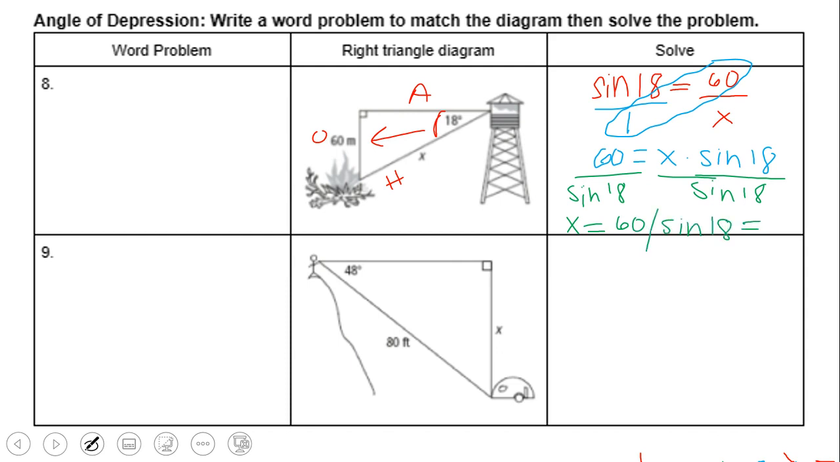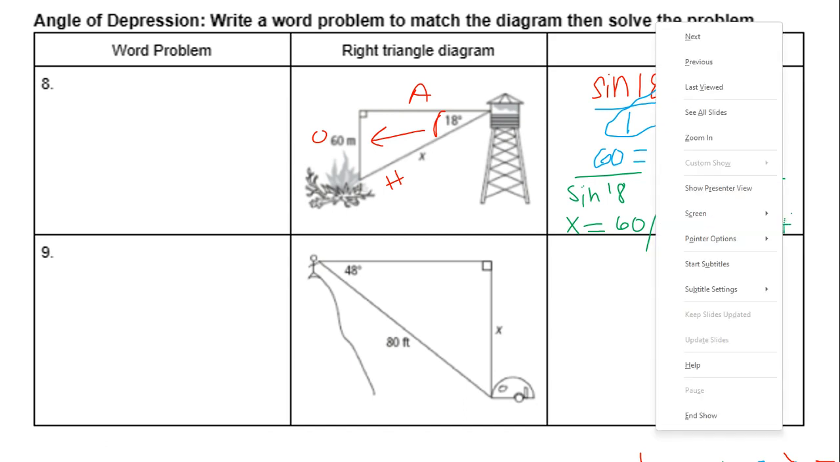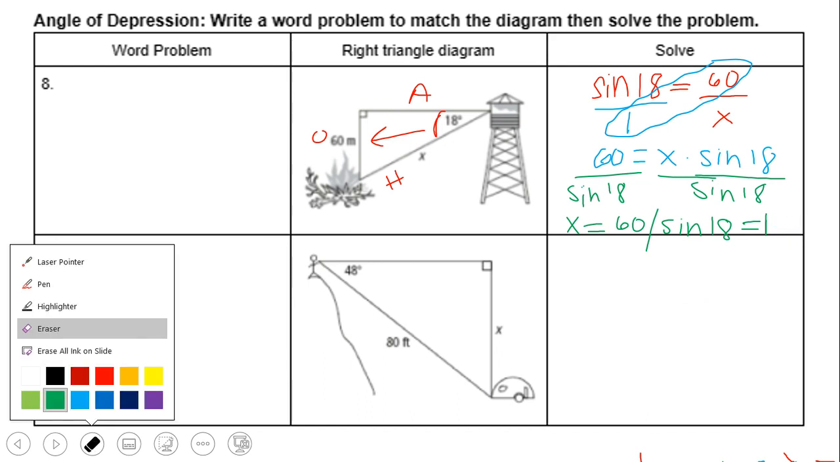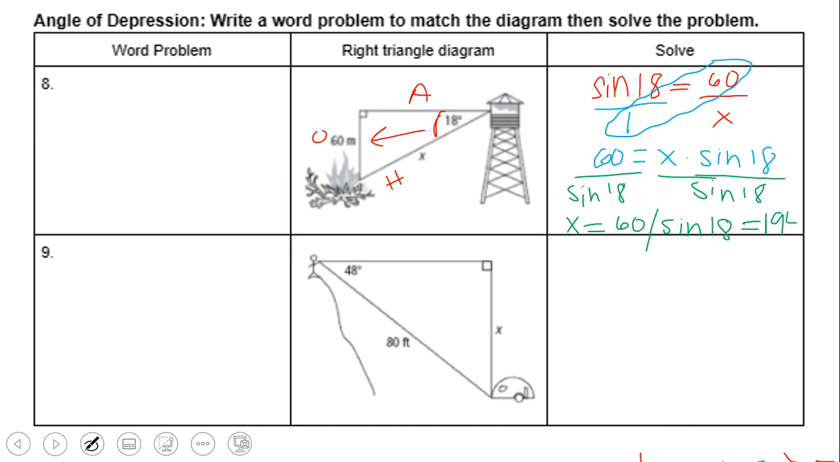Bust out the old calculators or Desmos, and this should give you 194.1, or maybe I'm just going to round it to 194. It's actually 194.16. So maybe I round it to like 194. Maybe I'll just leave 0.16. Since we started off with meters, I should also continue my answer with meters.